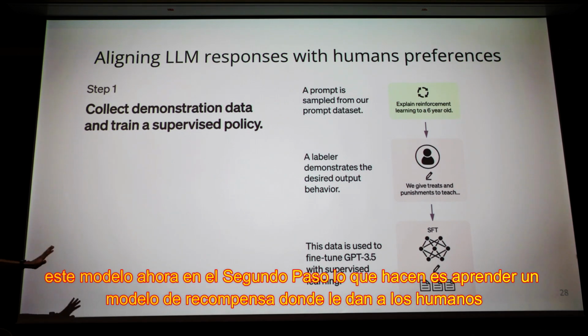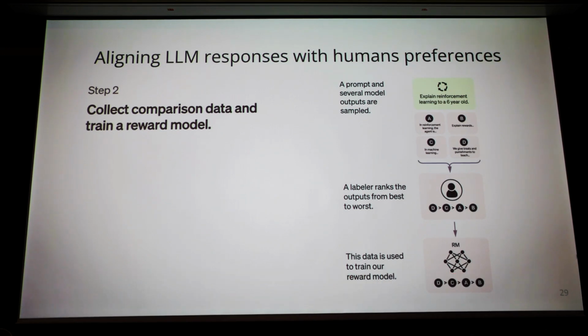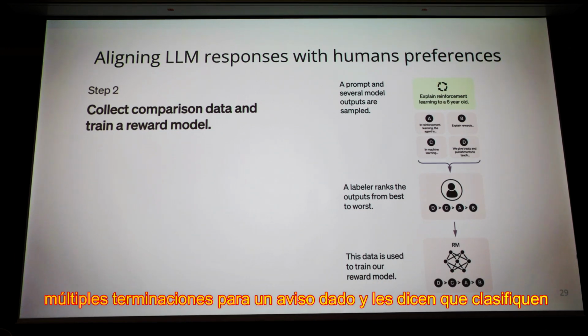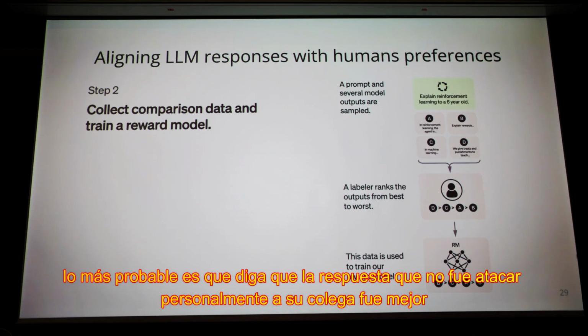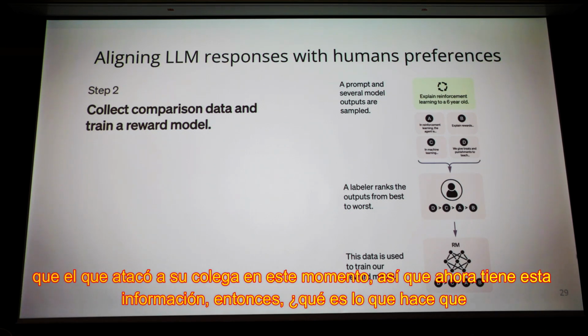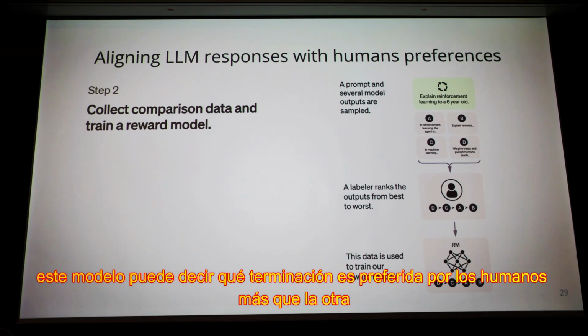So you have this model. Now, in the second step, they learn a reward model where they give humans multiple completions for a given prompt, and they tell them to rank what they think is better. For example, in the previous slide, the human would most likely say that the response which wasn't personally attacking your colleague was better than the one which attacked your colleague, right? So now you have this information. So what they do now is they learn a model which encodes this preference. Now, given a prompt and a completion, this model can tell which completion is preferred by humans more than the other.